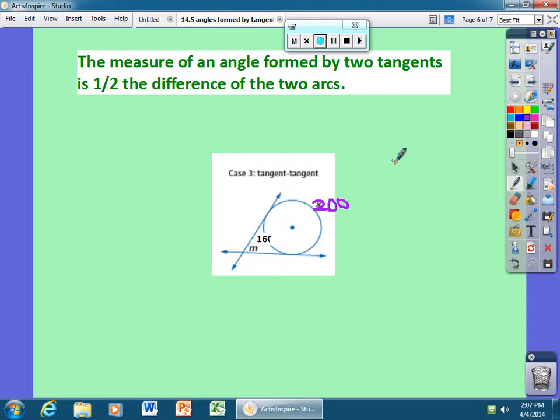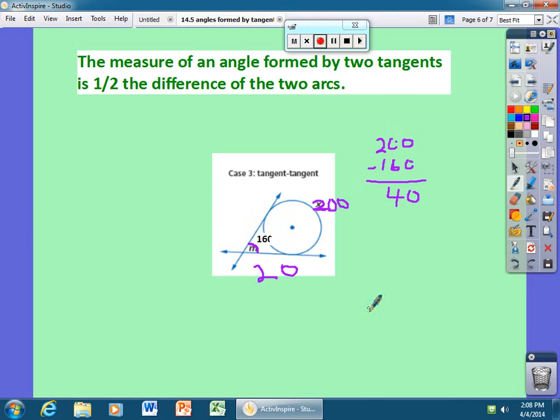So then what I do is I take the 200, I'm going to subtract the 160. That's going to give me 40 degrees. And after I get that, I'm going to divide it in half. So angle M would be about 20 degrees. So it's really not a lot different. The only thing different on this one is that whenever I add these two intercepted arcs together, I'm going to get 360 degrees. 160 plus 200 gives me 360.